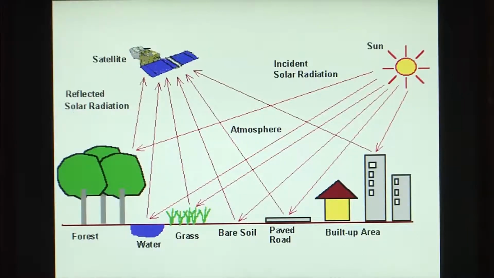In this image you can see that we have the sun giving out incident solar radiation towards the earth, which goes through the atmosphere and then interacts with various surfaces. It is interacting with the built up area, with roads, with soil, with grass, water, forest and so on. After the interaction, all these different surfaces reflect this radiation. This reflected solar radiation then goes back to the satellites.